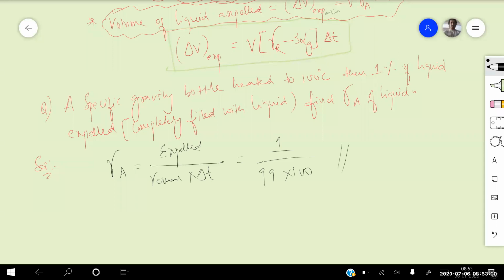Okay, now. Expelled is how much? 1%. That means 1 by 100. The specific gravity bottle is heated to 100 degrees centigrade, then 1% of the liquid is expelled, completely filled with the liquid, isn't it? Then find the gamma A. Gamma A is equal to expelled by remaining. If 1% is gone, remaining is how much? 99%. I'm writing in terms of percent. Temperature will be equal to how much? 100. So it is 1 by 100 into 1 by 99. That will be your answer for this one.